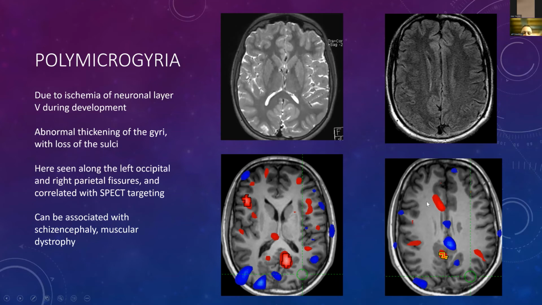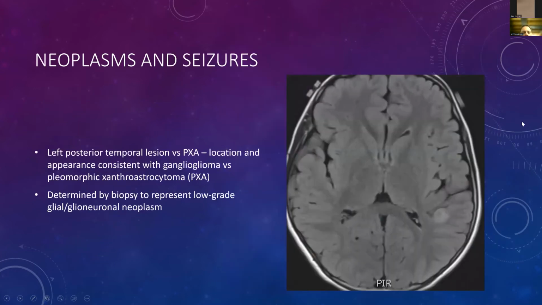You may see schizencephaly with these patients, and it can also be associated with muscular dystrophy. And you see that hyperintensity on the SPECT imaging there. And so the low-grade neoplasms are often a source for seizures. High grade can also, of course, cause seizures, but the low grade are the ones that may cause a more indolent course.